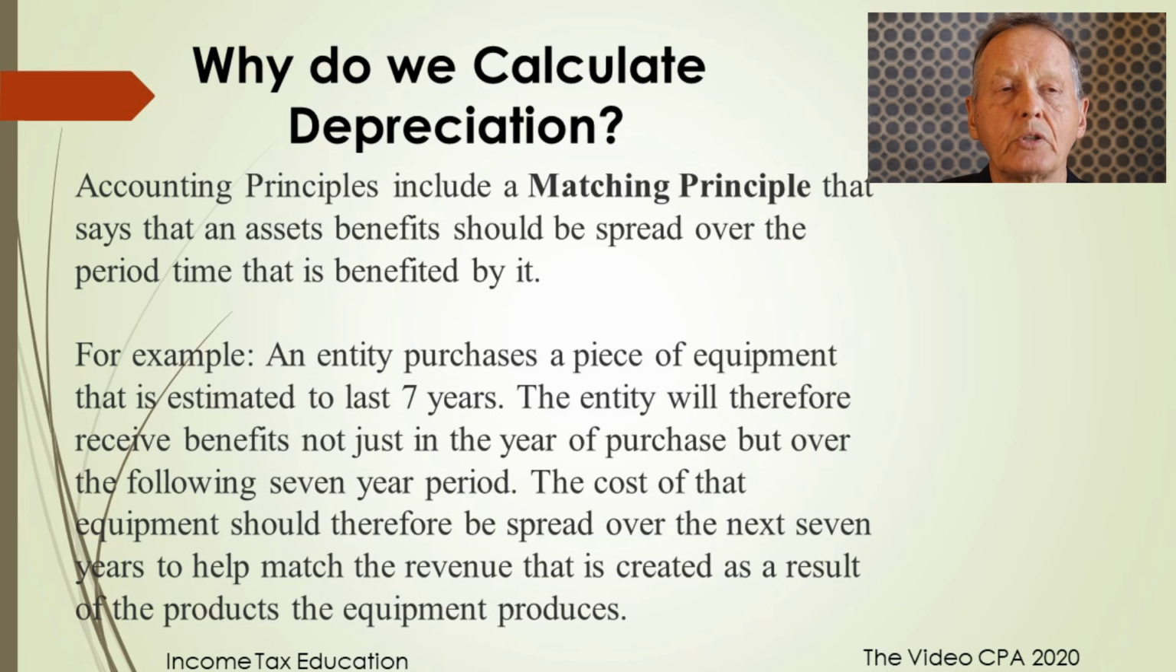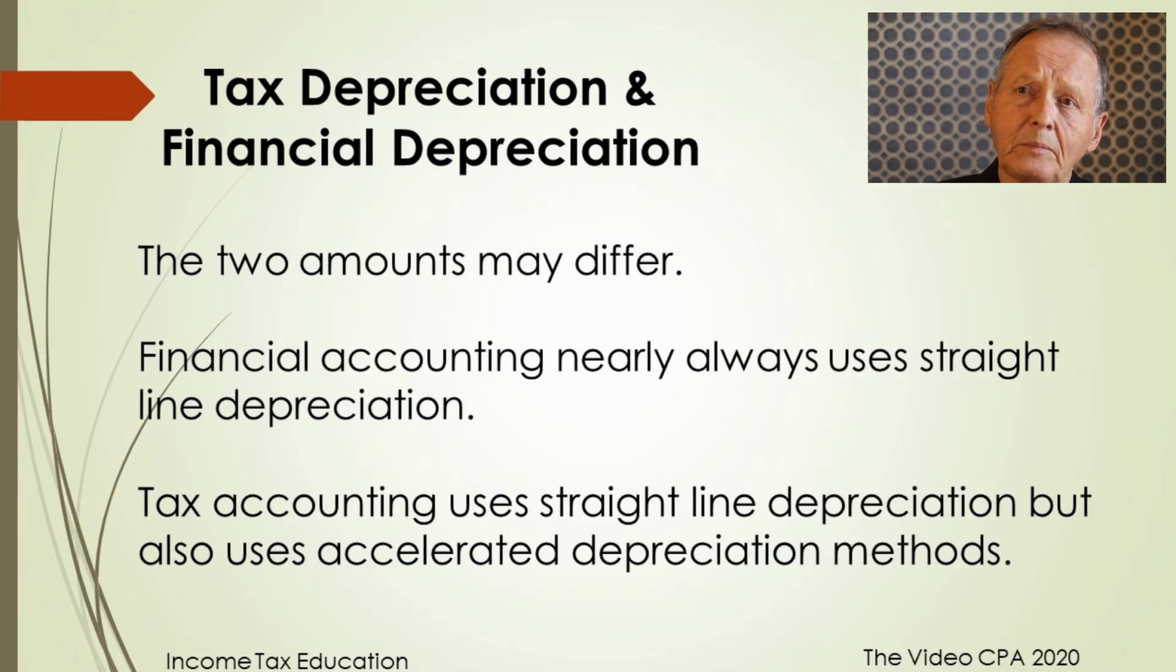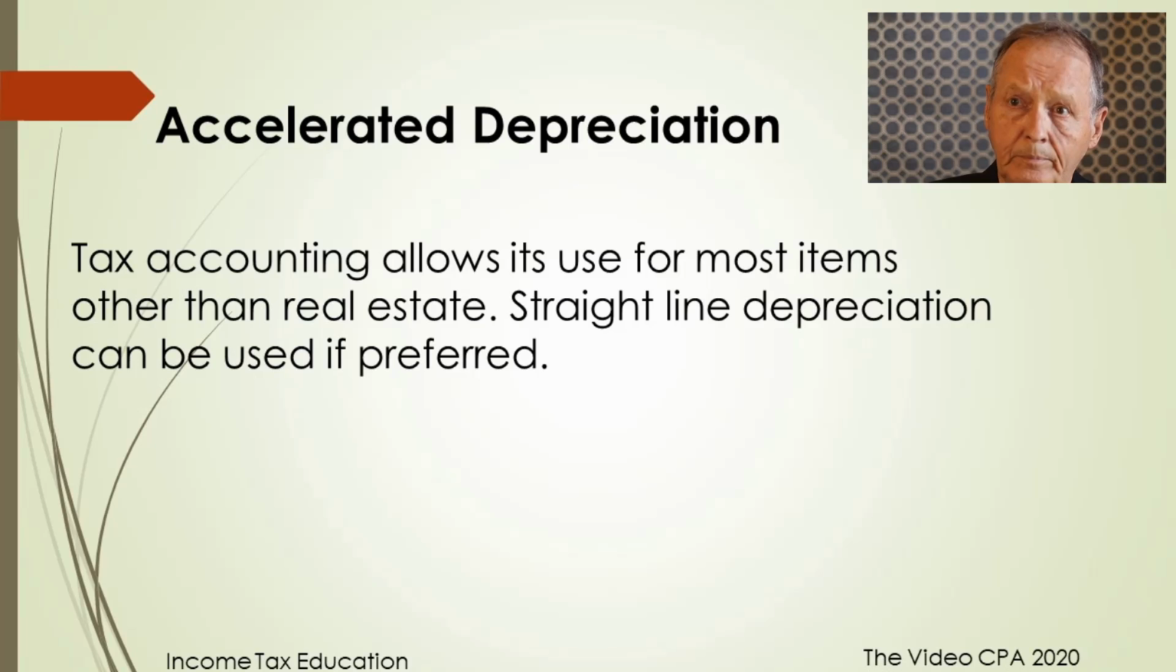With accelerated depreciation, it's assumed that the asset will depreciate more in the first couple of years than it does in the later years. Tax depreciation and financial depreciation, we mentioned this in the prior video on straight line depreciation, may differ. So if you look at a tax return and then look at a financial statement, they may differ, and don't be alarmed by that. Accelerated depreciation is used primarily for taxes, and it's used for equipment and almost everything other than real estate in your tax depreciation area. So everything other than real estate.